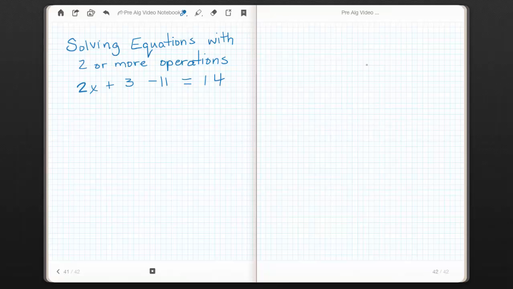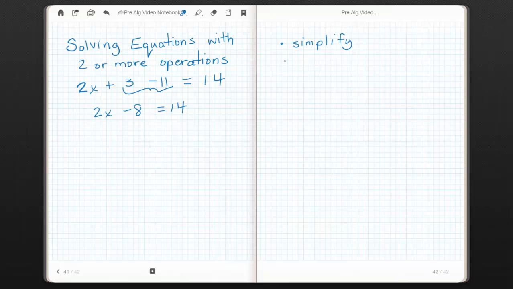So here's a new rule. Anytime you see something that you could simplify easily before you start doing opposites, you want to do that first. And that's what we've got in this equation. That 3 minus 11, you know what to do with that. That's just regular old arithmetic. So just go ahead and change that to subtract 8 equals 14. And now it looks like an equation with two operations going on.